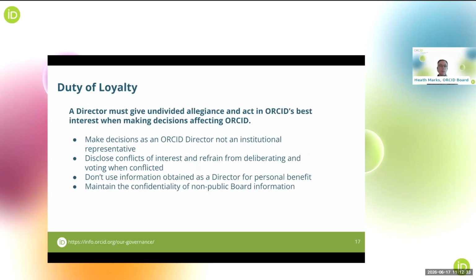The next one is around duty of loyalty. Importantly, a director must give undivided allegiance and act in ORCID's best interest when making decisions that are affecting ORCID. This is all about making decisions as an ORCID director, not as an institutional representative. Disclosing conflicts of interest and refraining from deliberating and voting when conflicted. That's all about managing conflicts of interest. Not using information obtained as a director for personal benefit, as well as maintaining the confidentiality of non-public board information.